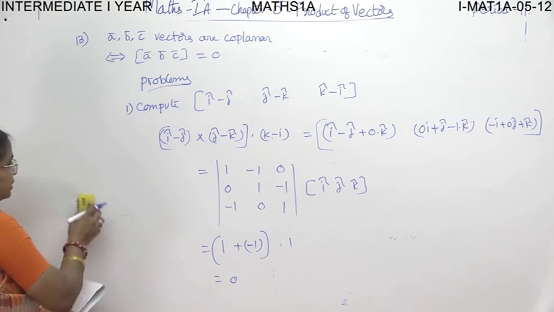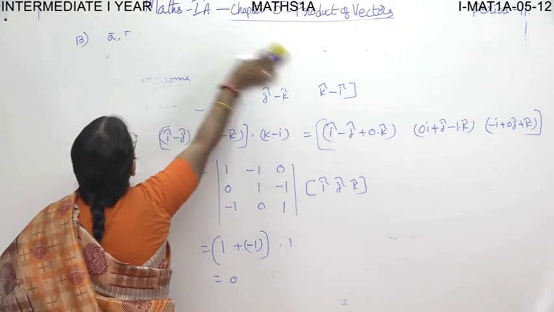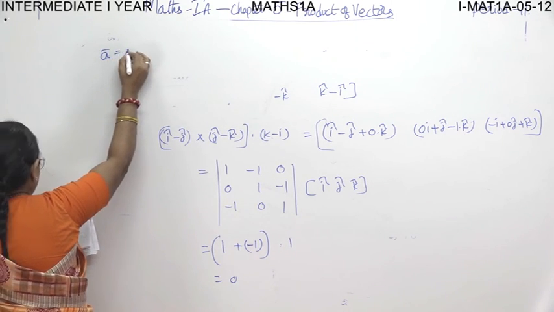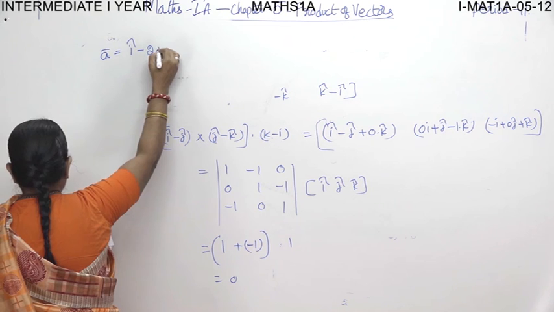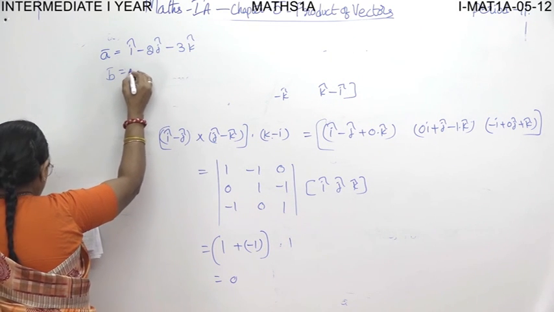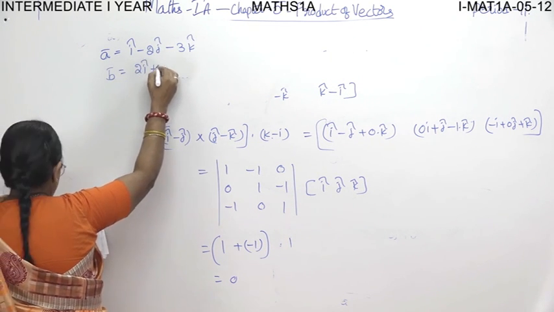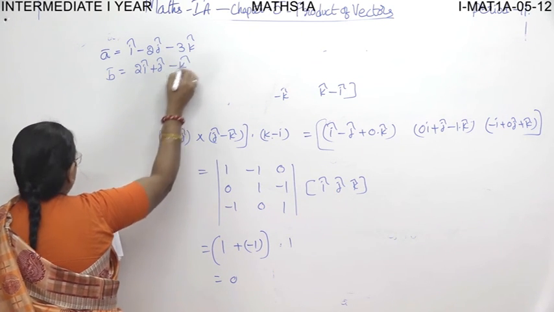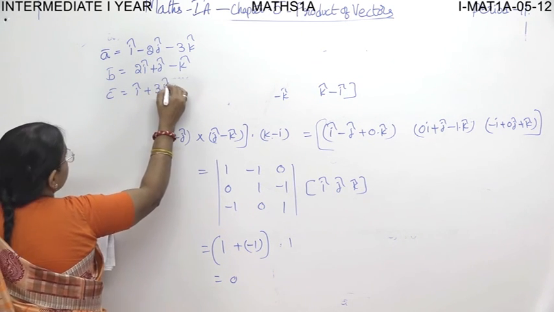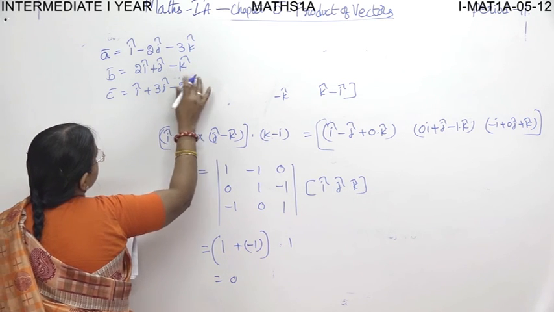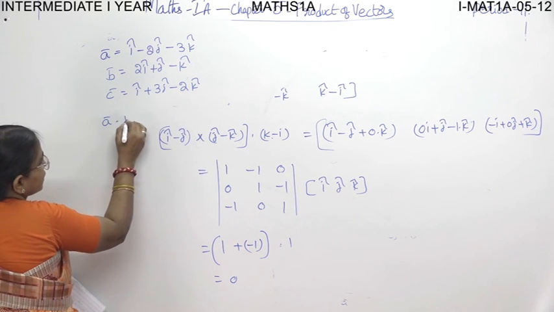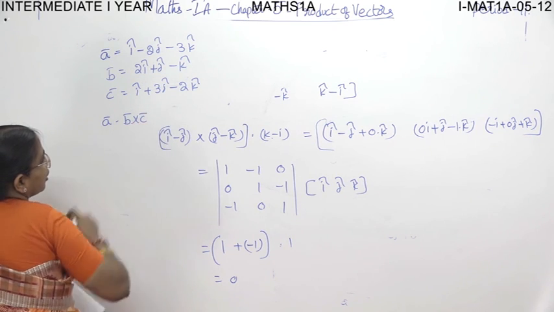Now the second problem. Suppose that A is equal to i minus 2j minus 3k, and B is equal to 2i plus j minus k, and C is equal to i plus 3j minus 2k. Now compute A dot B cross C.